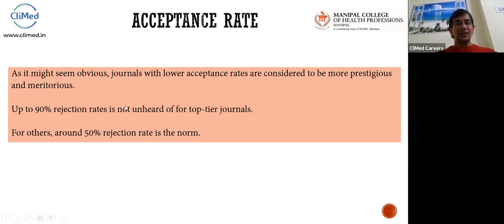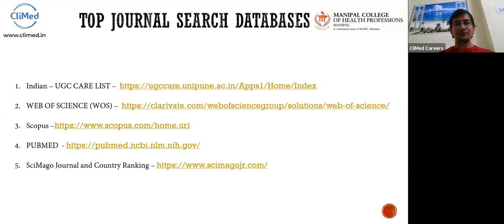Correct. But up to 90% rejection rate is not from the top tier journals, except NEJM and Nature. Even the impact factor of BMJ and others is more than 10, and they usually reject only 50% of the articles. So 50% of the articles means it should be potential, but they do not reject all the articles. They correct you. They will send the corrections, they will send the revisions, and then you can go for the articles.